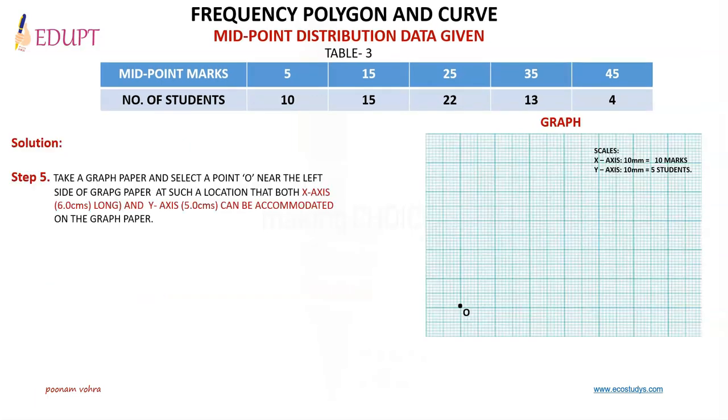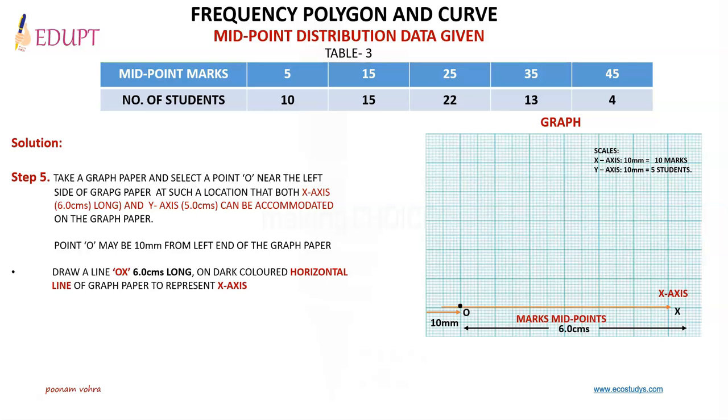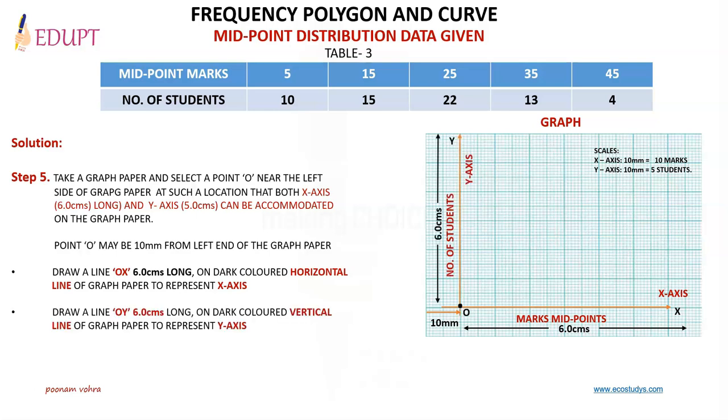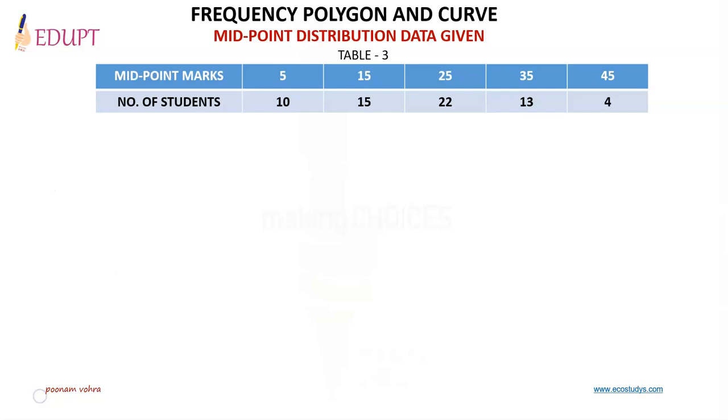After that, you need to take a graph paper and select O near the left side of the graph paper at such a location that both the axes can be accommodated. Then draw a line from O, 6.0 centimeters long for x-axis and 6.0 centimeters long for y-axis.